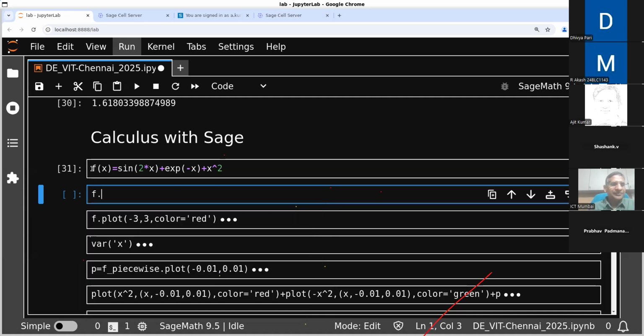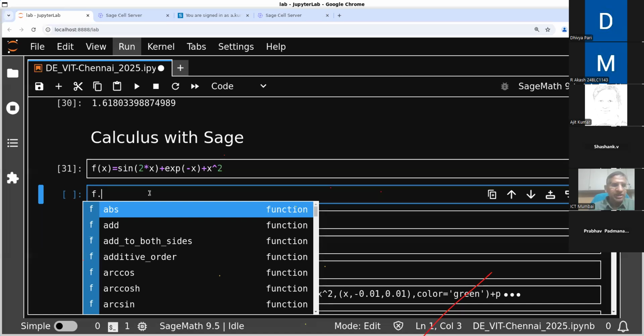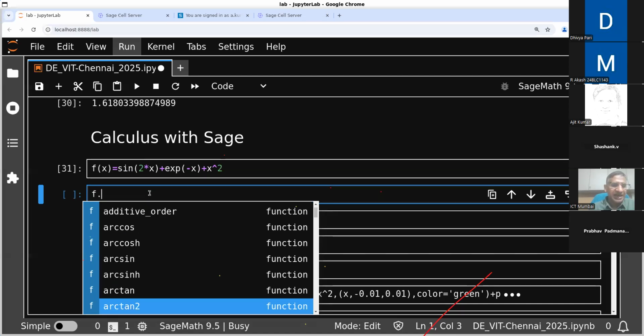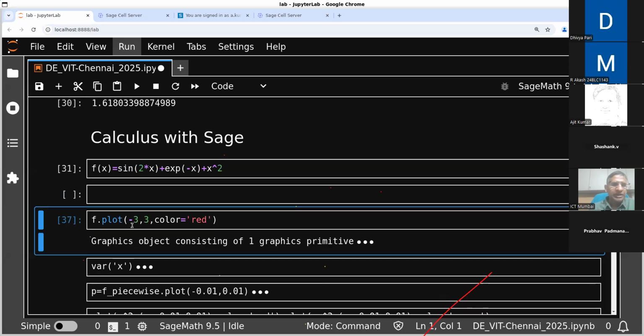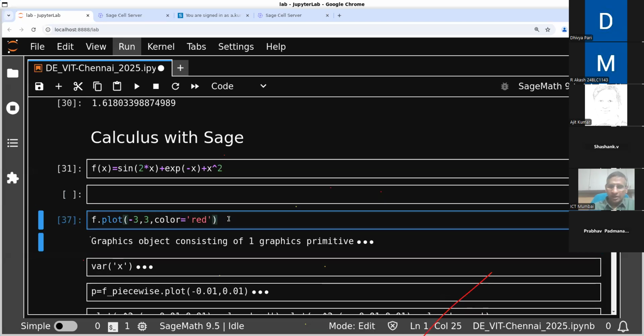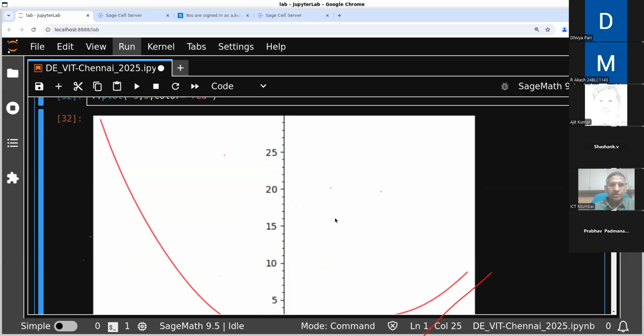Okay. So as I said, here f is an object, and anything that we want to find out about this object, I can simply say f dot and press tab. All these things will appear. So anything that you want to do with f can be found here. We will come to this, but let us first try to plot the graph of this function.